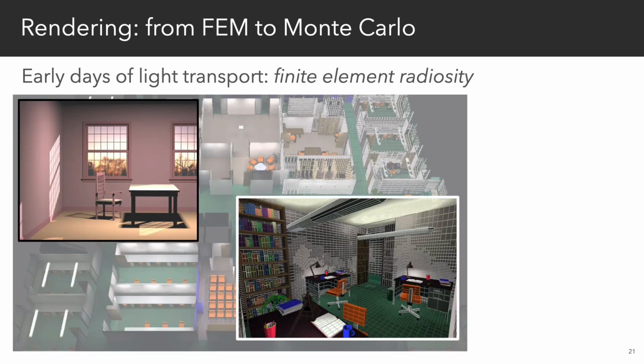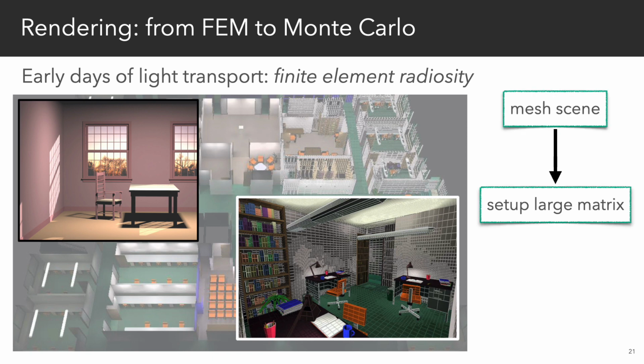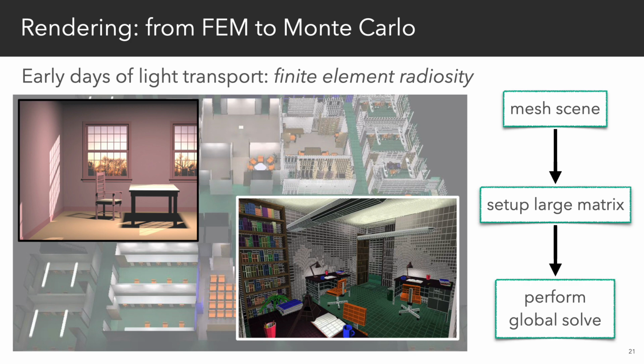So back in the 90s, people ran up against the same problem in rendering. If you wanted to make a photorealistic image, you would use finite element radiosity, where you make a mesh of the scene, build a large linear system, and solve for illumination everywhere in the scene by inverting the linear system.